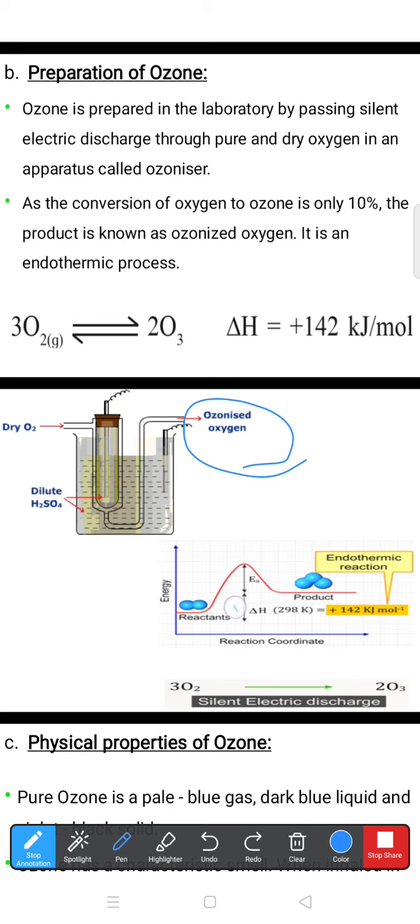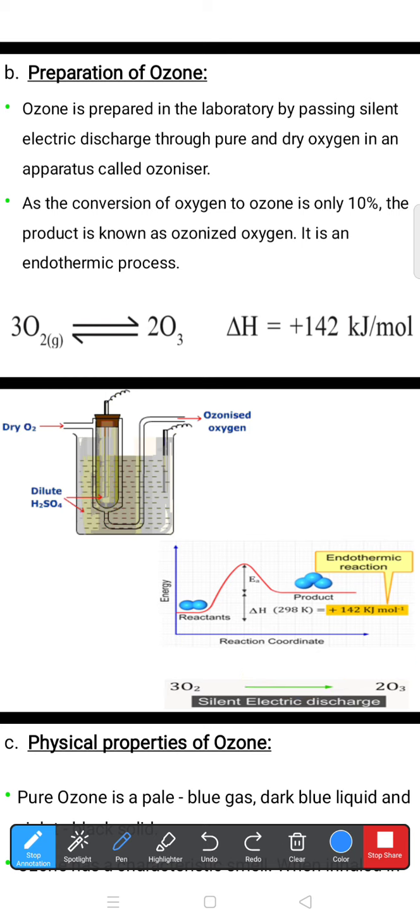On the reactant side there is this much energy, and as the reaction progresses, the graph shows that the product is formed. So what is the delta H between these that can be found? It is 298 kilojoule per mole, and the total difference is 142 kilojoule per mole. So it is an endothermic type of reaction. Here, three oxygen gas, by the silent electric discharge principle, is converted to ozone gas.